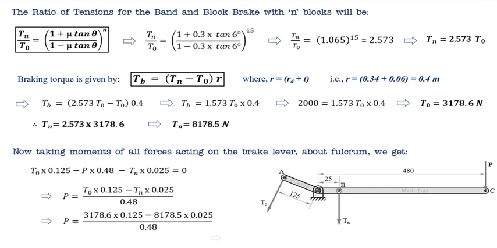This will give us the value of P, the force applied, as 401.8 newtons. So this is the least force P that is to be applied on the lever. So this is how you can use the method of taking moments about the fulcrum point to find out the force P to be applied on the lever. Now let's move towards the second problem.